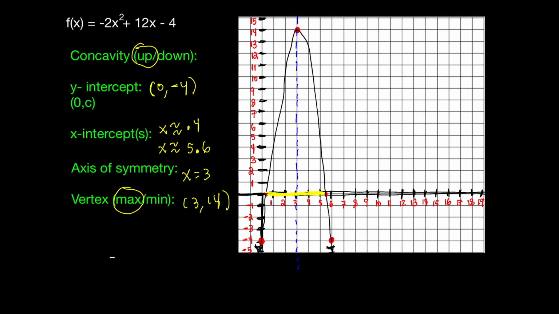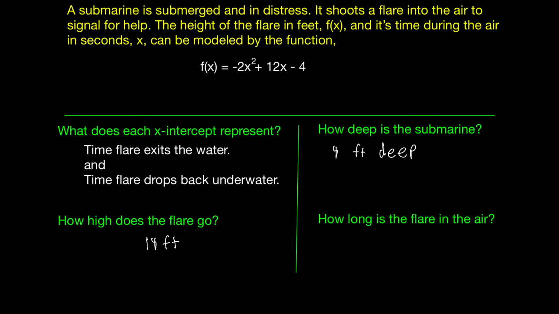So here we get 5.6. If we subtract 0.4, this gives us about 5.2, because recall that these were approximations to begin with. So the flare is in the air for about 5.2 seconds. So we're going to write 5.2 seconds.